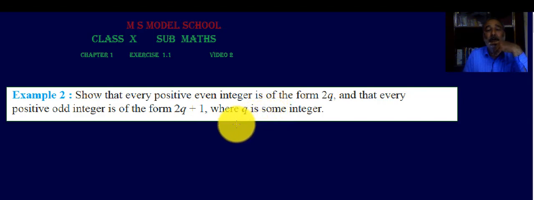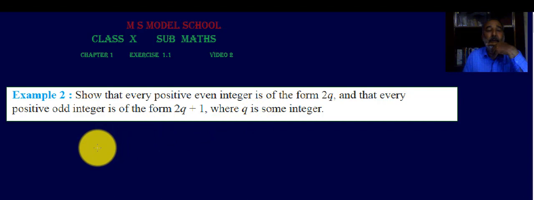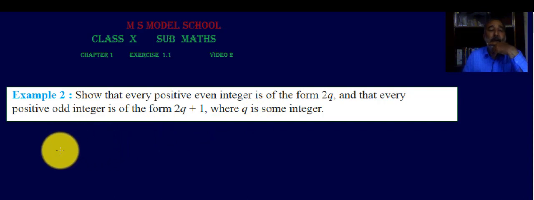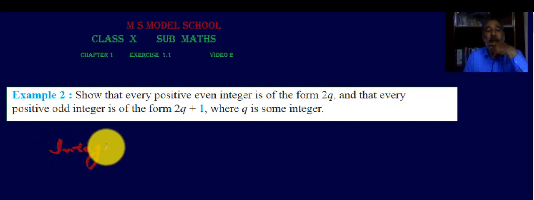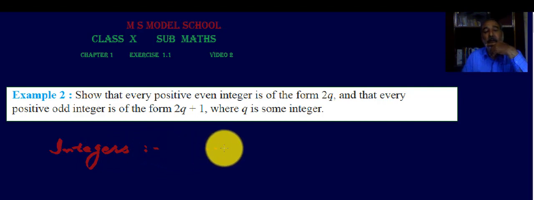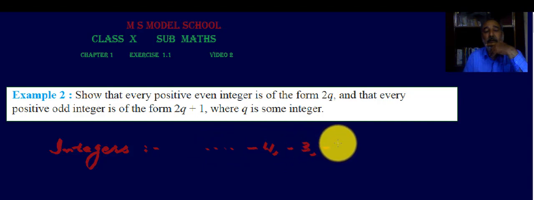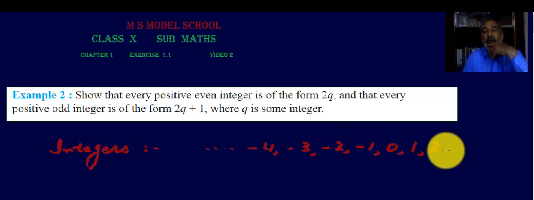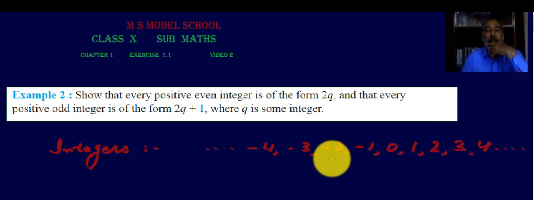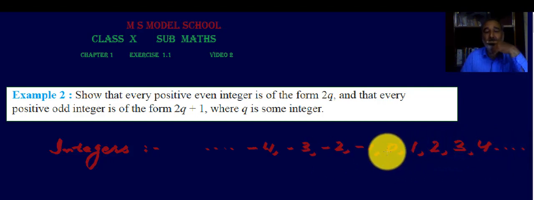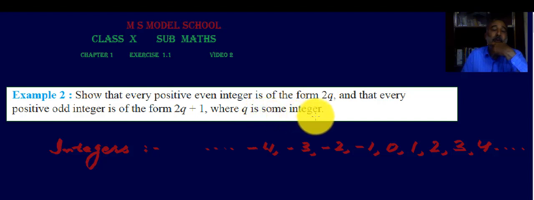I have told you about integers. What are integers? Integers are numbers like this, starting from the negative side: -4, -3, -2, -1, 0, 1, 2, 3, 4 and so on. These are integers. Where q is some integer.